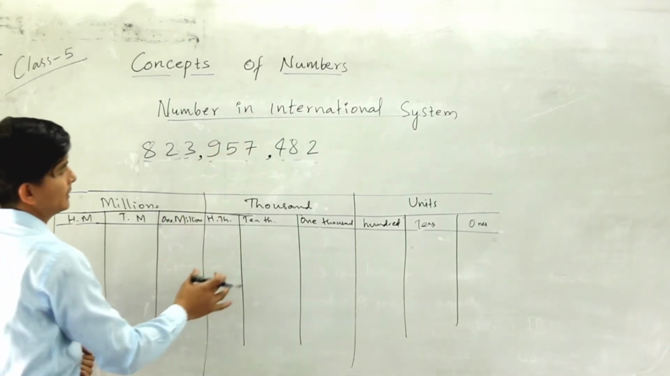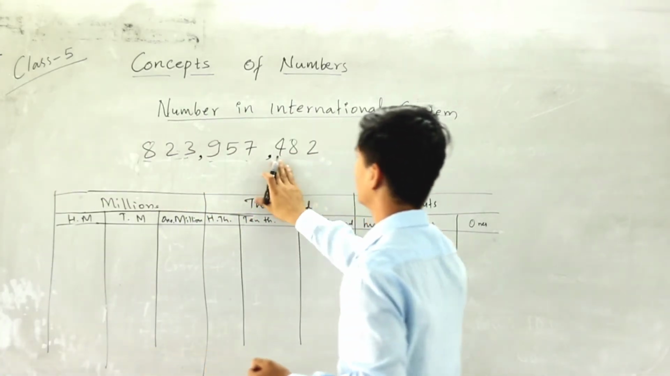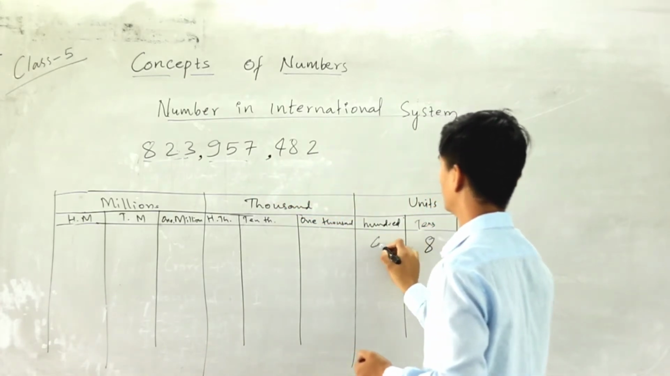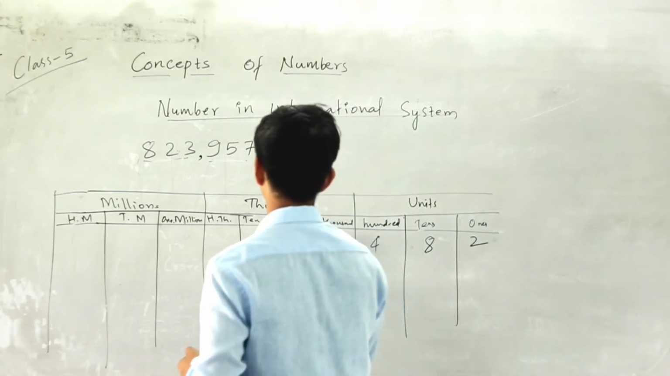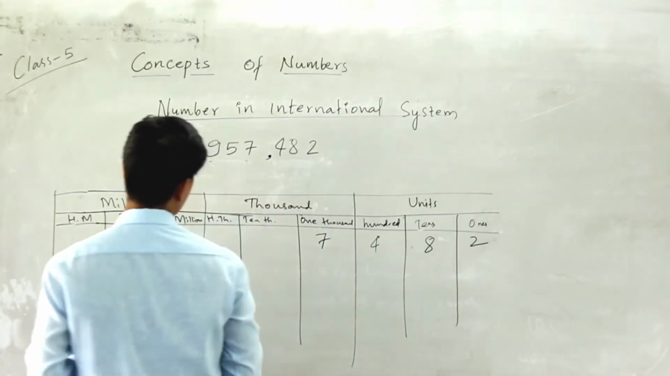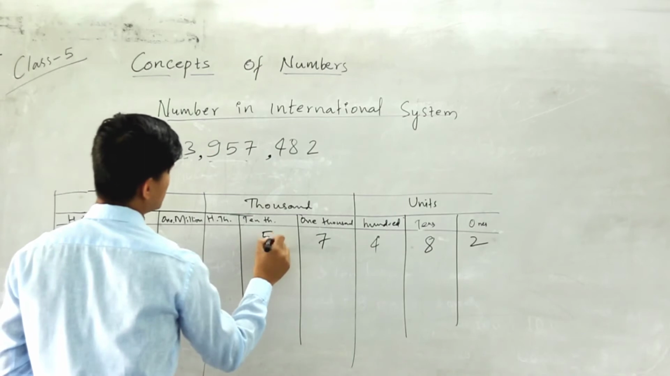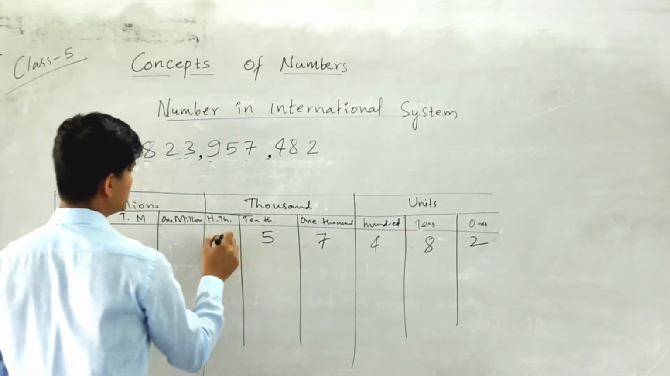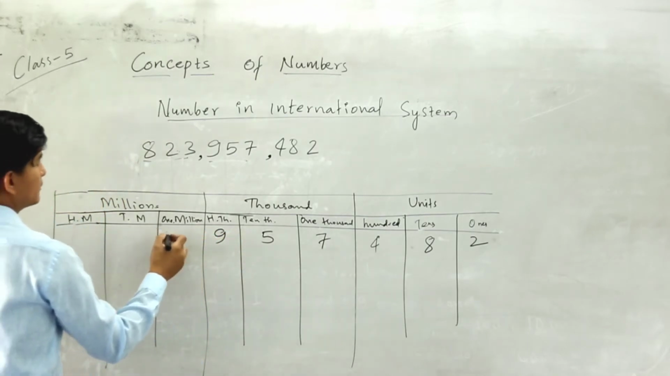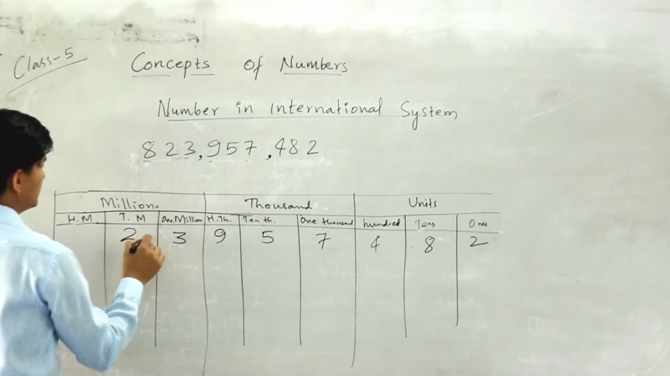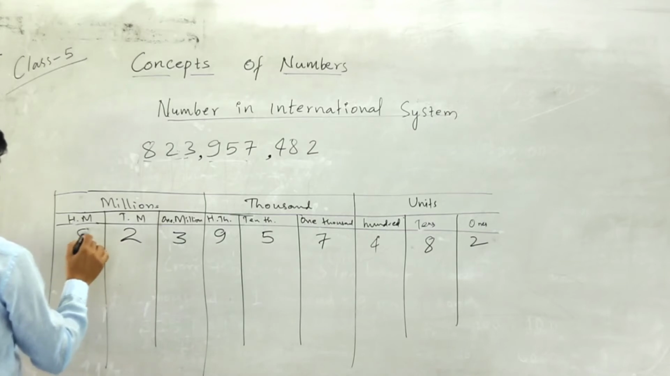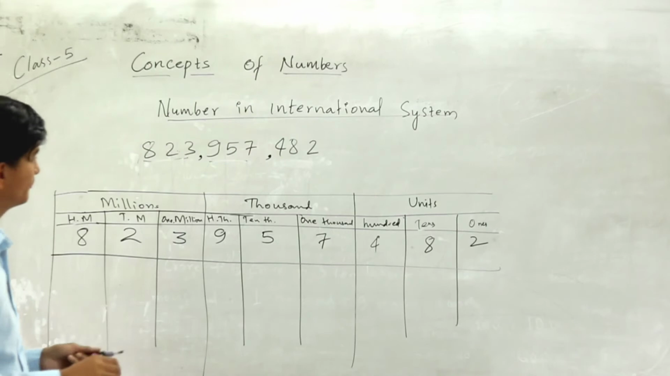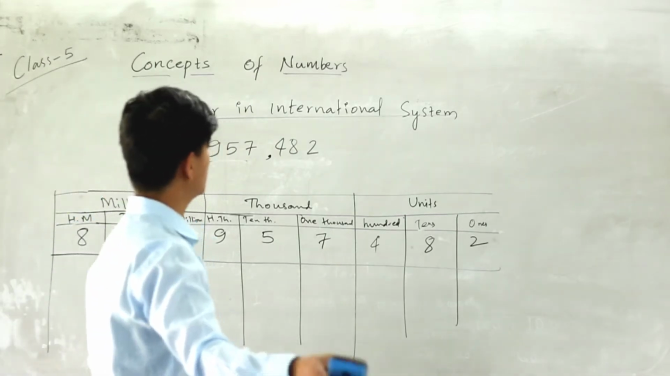Now put this number. First start with the right hand side. 2 will come here. 8, 4 will be in 100. 1000 will be 7. In 10,000, 5 will come. In 100,000, 9. In place of 1 million, 3. 10 million is 2. 100 million is 8. So I have already written it here in the place value chart.